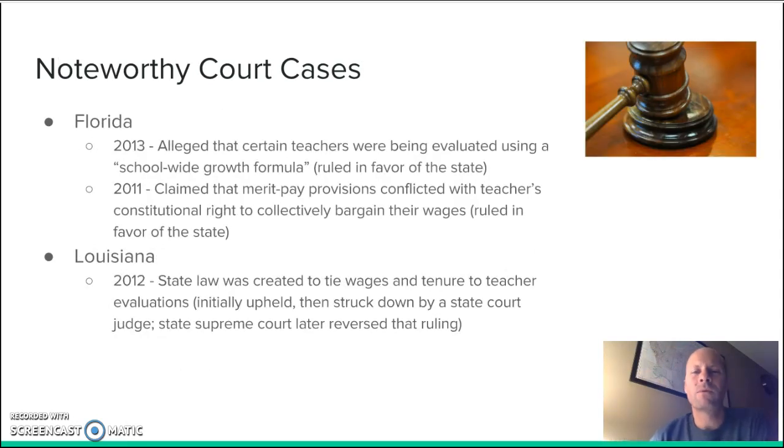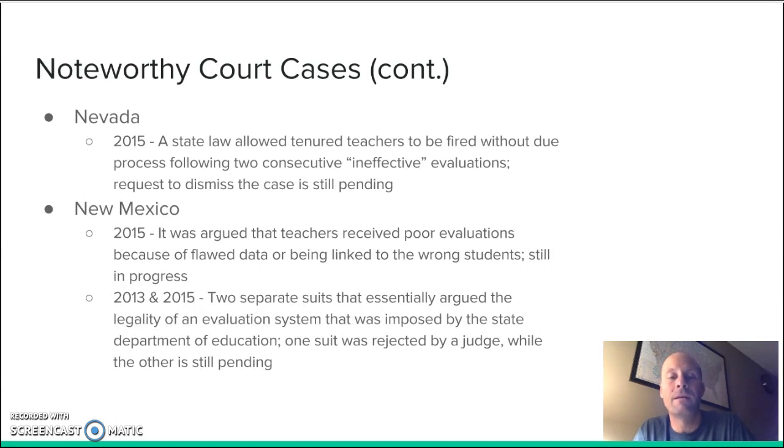Some noteworthy court cases. I won't go into a lot of details, but many of these court cases that were laid out in the article for this particular section are related to the same thing. We're talking about due process rights, we're talking about tying teacher evaluations to merit pay, or using a school-wide data formula to evaluate teachers who didn't even teach those students or don't teach those particular subjects. That's where the Florida cases fell. Also Louisiana, where state law was created to tie wages and tenure to teacher evaluations. In Nevada, state law allowed tenured teachers to be fired without due process following 2 consecutive ineffective evaluations.